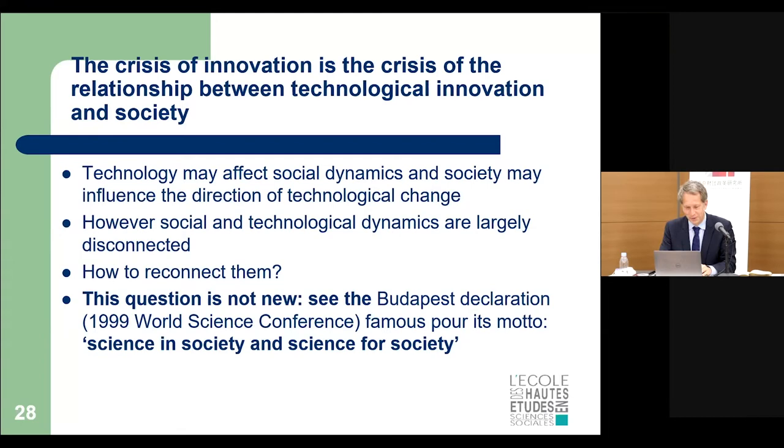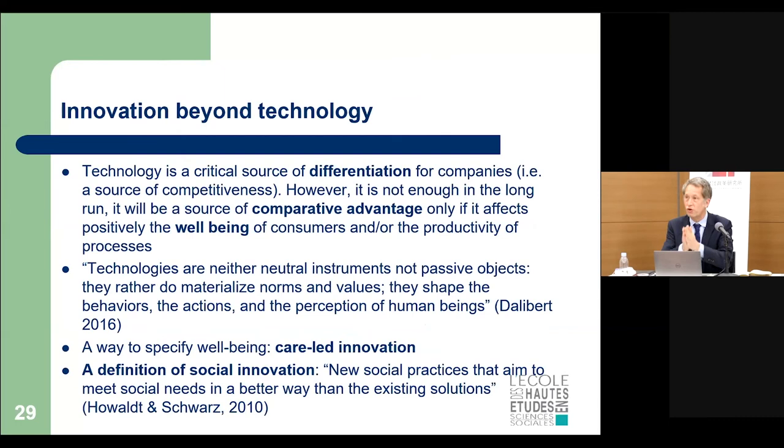The point I would like to make here is that we need to change our vision of innovation. This vision of innovation, which is dominated by private companies, views innovation as a critical source of differentiation, a source of comparative advantage. It's true from a corporate perspective, but from a social viewpoint, innovation should be mainly a source of well-being. The next step is, of course, to define the criteria of well-being and to set up maybe some institution to identify what contributes to increasing well-being and what is not increasing social well-being.